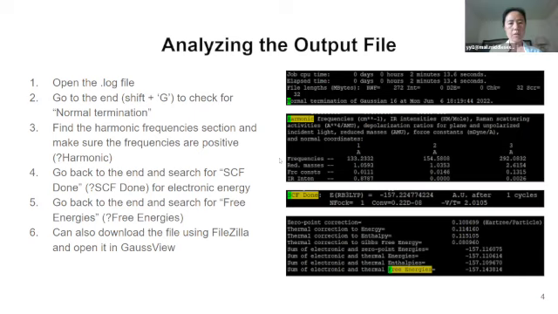After we create the input file, we can submit it. When it's submitted successfully, we get a log file. After we submit it, we push Shift G. We can check for the normal termination. If we see a normal termination, we'll see we got the successfully calculated result. By following a certain order of commands, we can get the results for the electronic energy and the free energies.